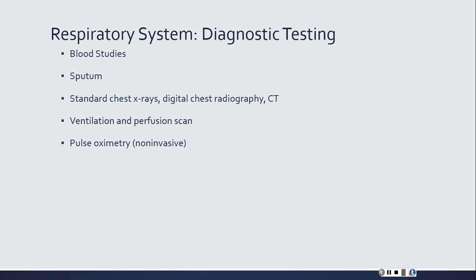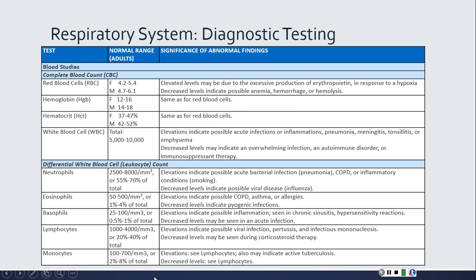Some of the things we'll look at are CBCs, but probably the most important is going to be your ABG levels. This is a pretty good diagnostic testing summary of some of the things we'll look at from the blood supply. You've got the CBCs. The big one here is hemoglobin. What's hemoglobin? That's the component of the blood where the oxygen binds.